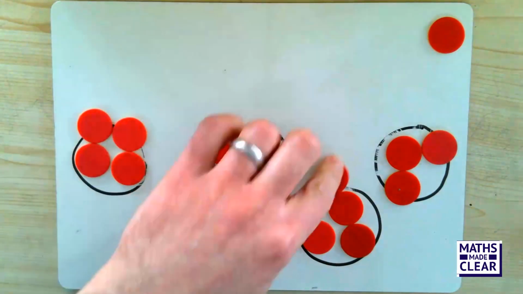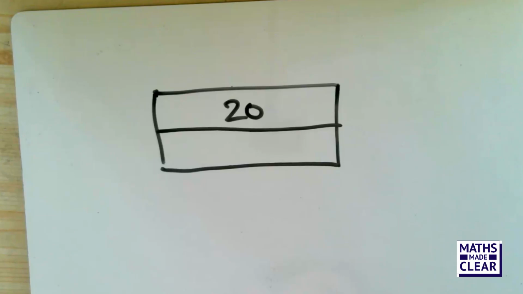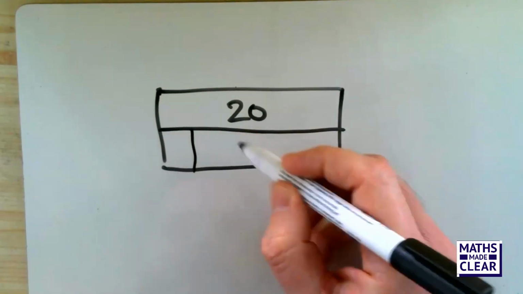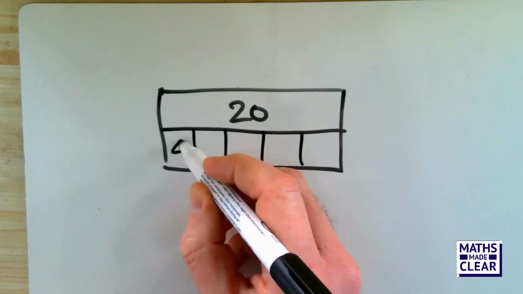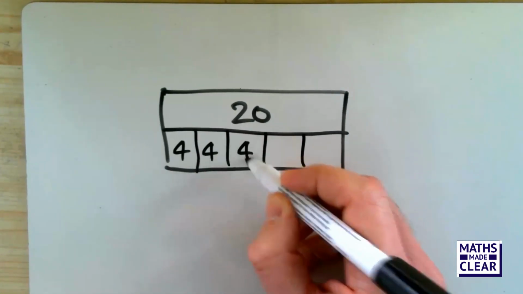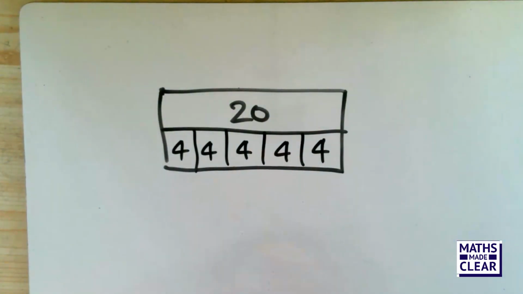We can also use a bar model to show this. So if we have 20 as our top bar here, our whole, our total, then we can actually look at splitting the 20 into 5 equal parts. And what number would be in each part? Well, we know that 20 divided by 5 based on this is 4. So actually 20 is 5 equal parts of 4.